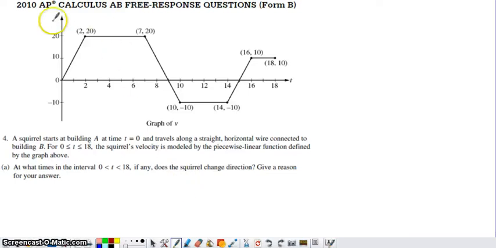So here's another free response question. This time is from the 2010 AP Calc exam. This is Form B of the exam, and it's a non-calculator question. And the setup here is that we have a graph given, and it's a graph of velocity.